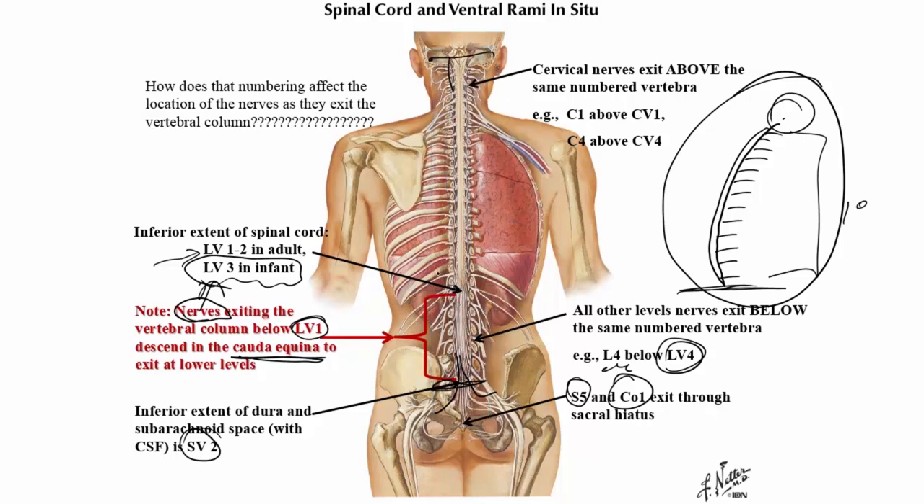A little muddy here. So there's the end of the cord, again, LV1. The spinal segment for L4 is about there, and the nerves will descend and then they will exit. So these descending fibers are, again, cauda equina. Again, it sounds a little complicated, but it's a pretty simple concept. The spinal cord ends above the inferior aspect of the vertebral column, so nerves have to descend to get to their appropriate level.